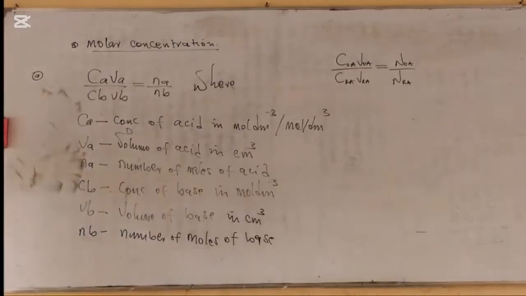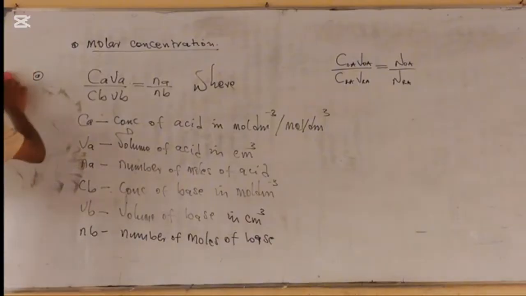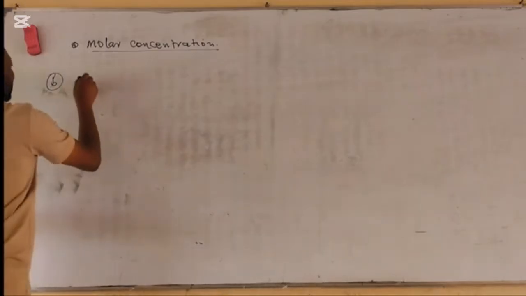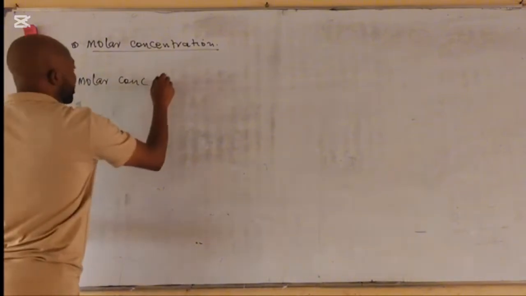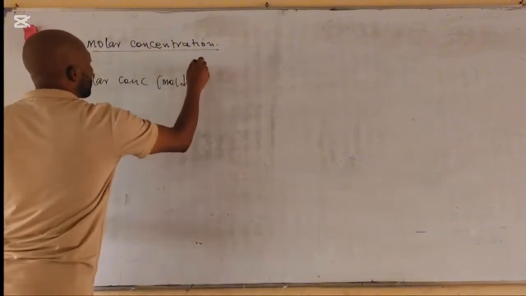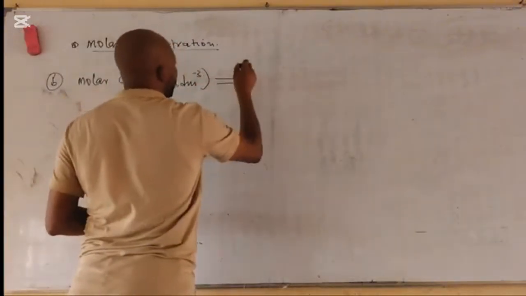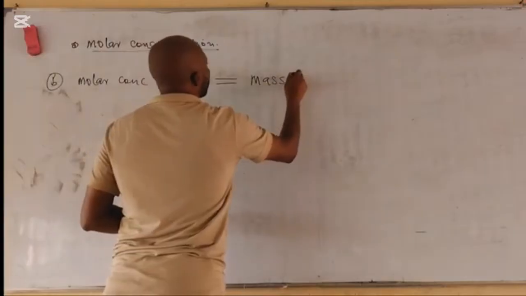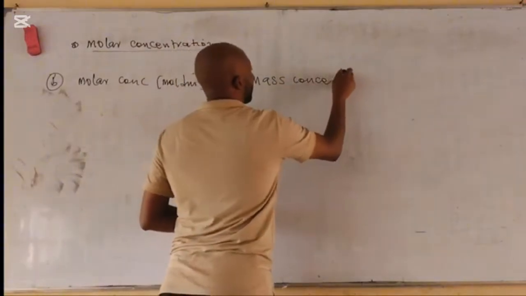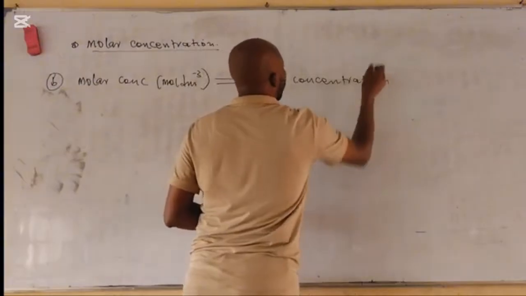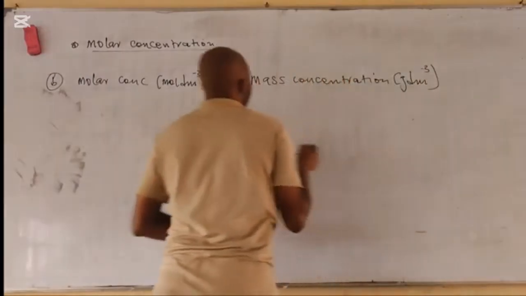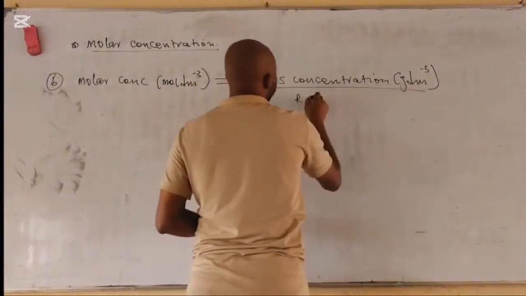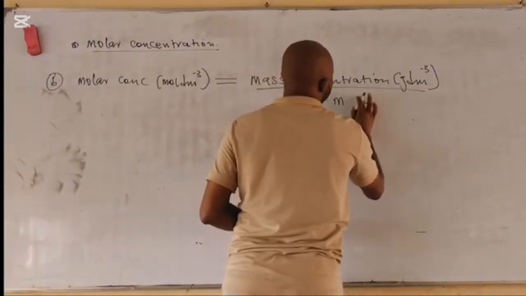Alright, so another formula for concentration, let me take that. Now B, we say molar concentration in unit mole per dm cube is equals to mass concentration in g per dm cube over relative molecular mass in g per mole.